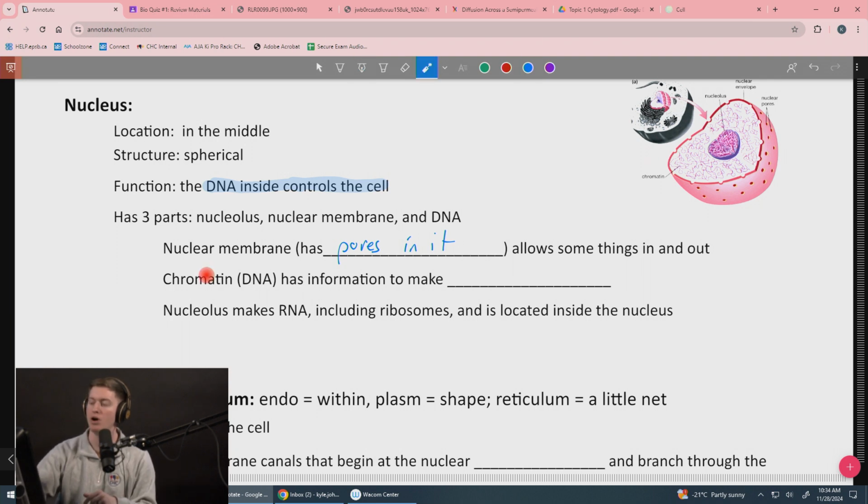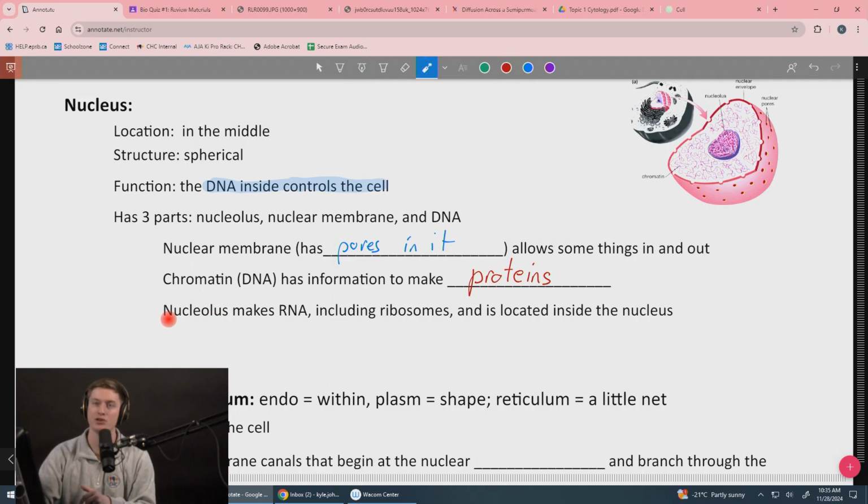Chromatin is the molecule that DNA is stored as. It's like a form of DNA in a sense. If you take other bio classes, you'll learn more about that structure. But for Science 10, just think about this is the DNA inside here. The DNA has the information to make proteins.